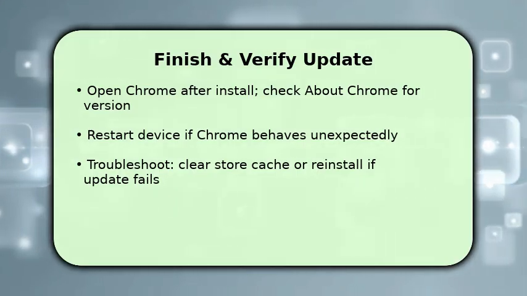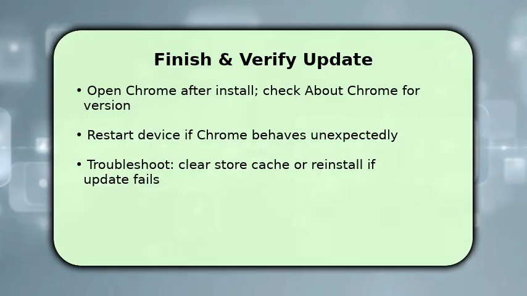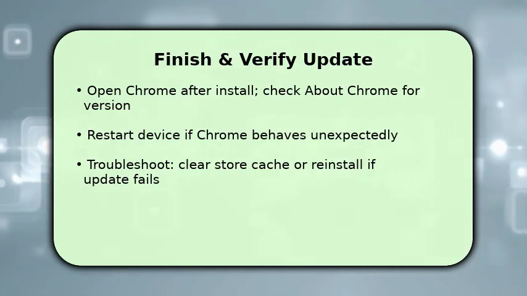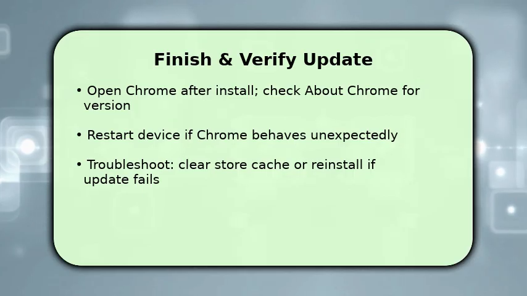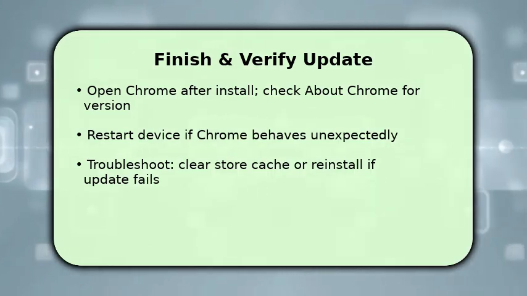If updating failed, try clearing the App Store's cache on Android or uninstalling and reinstalling Chrome. This forces a fresh install and usually fixes persistent errors. If problems continue, make sure storage isn't full and retry the update process.